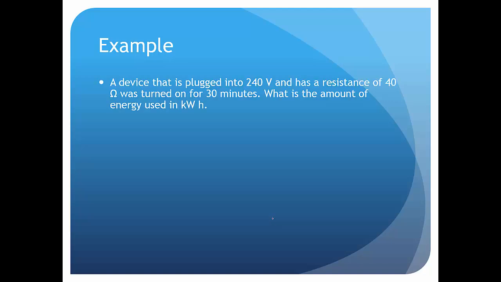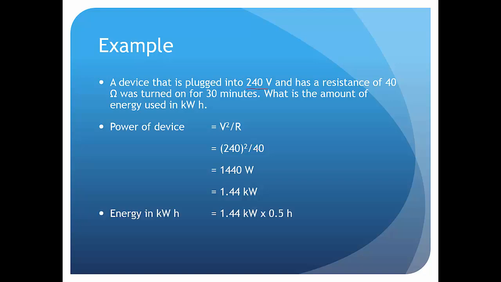A simple example. The device is plugged into 240 volts and has a resistance of 40 ohms and is turned on for 30 minutes. What's the amount of energy used? In this case, the formula used should be V squared over R. Plug in the required values and you get 1440 watts. But remember, you need to convert to kilowatt. Then you multiply by 0.5, because in this case again, 30 minutes is not multiplied by 30, but multiplied by half an hour. So you get your value.